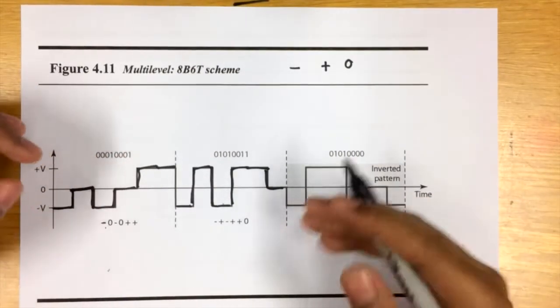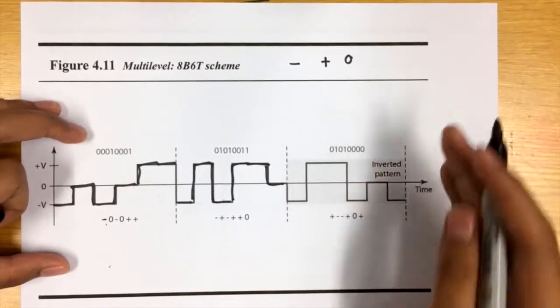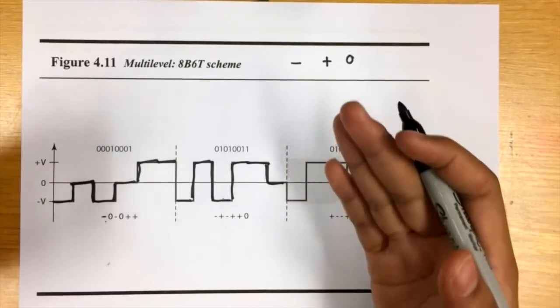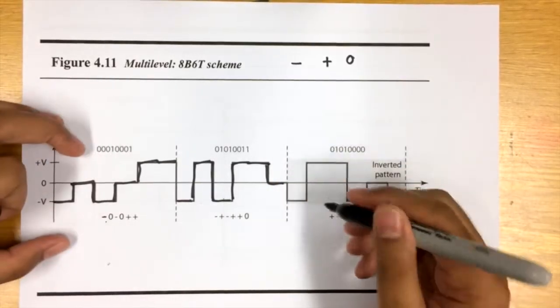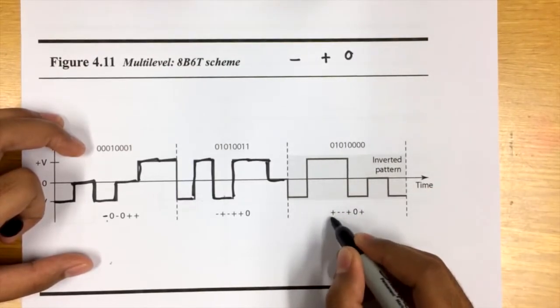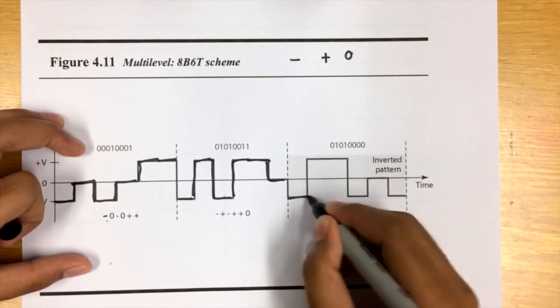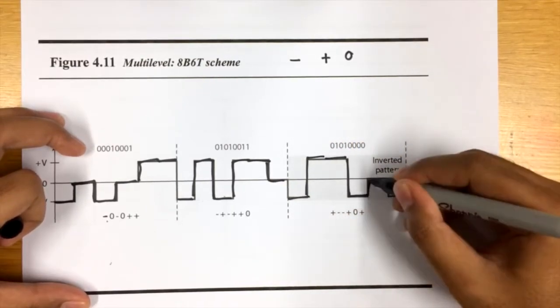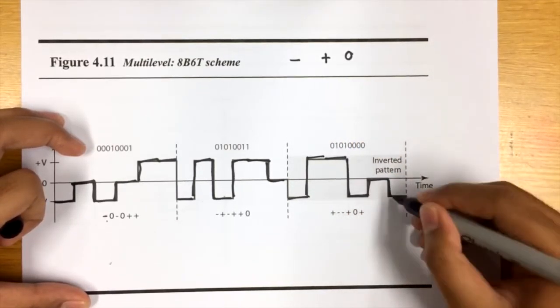Okay, so to create this balance, the sender inverts the actual signal. The receiver can easily recognize that this is an inverted pattern because the weight is negative 1. So the pattern is inverted before encoding. So if this is positive, it will become negative, then positive, positive, then we go to negative back. 0 still remains the same, and if positive, we go to negative.